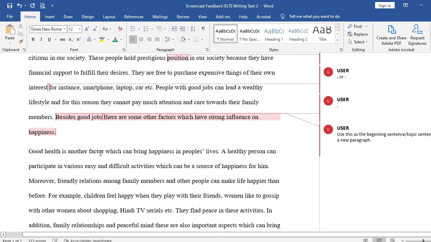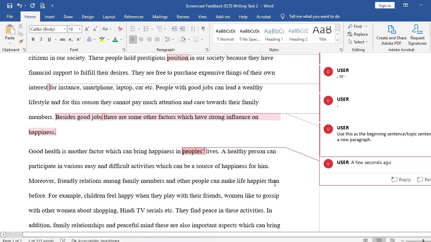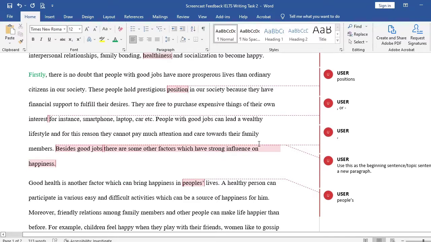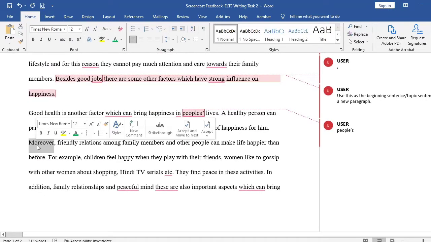So good health is another factor which can bring happiness in people's lives. So here it should be people, then apostrophe, then s, right? I think that was just a slip. People's. A healthy person can participate in various easy and difficult activities which can be a source of happiness for him. Okay. Moreover, so this is another transition marker. Let me just mark it in green.